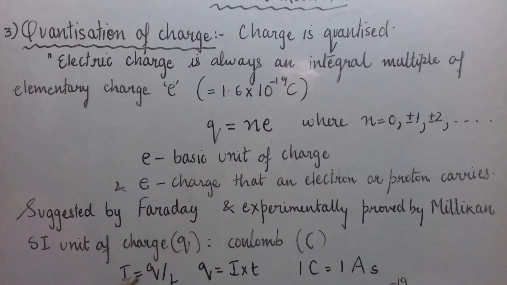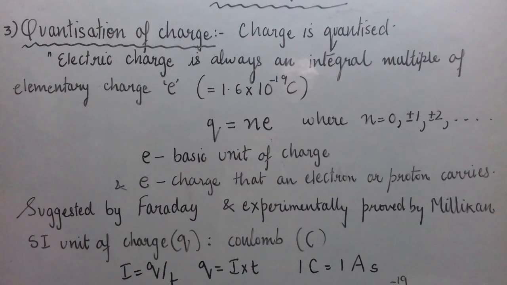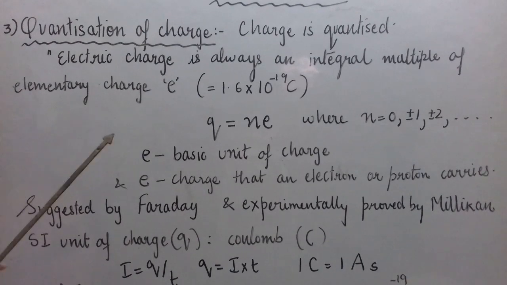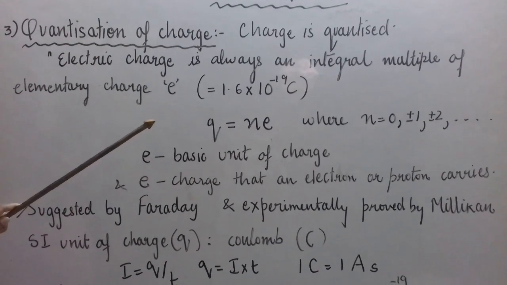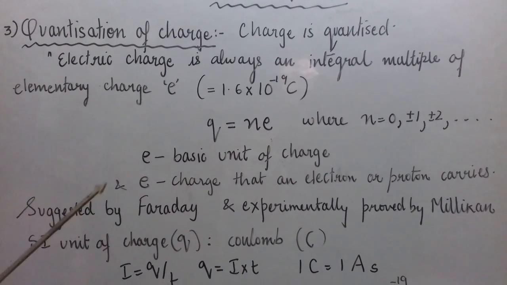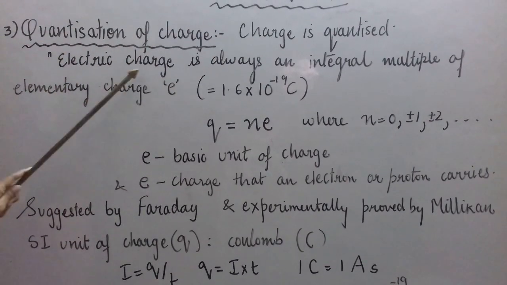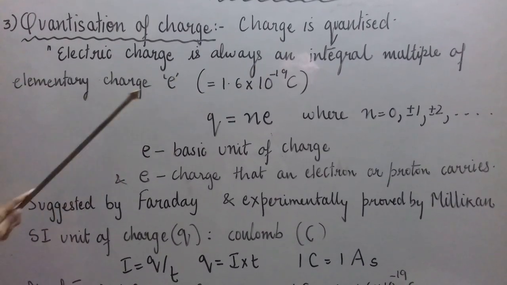It means when 2 electrons are transferred from one body to the other, so what is the charge of 1 electron if we represent it by e? Then the body which gains electrons will get charge minus 2e, and the body which loses electrons will get the charge plus 2e. It means charge on the body can be 2e, 3e, 4e, 5e and so on, and it can be positive or negative depending on whether it gains or loses. So electric charge is quantized. It means that electric charge is always an integral multiple of elementary charge e.